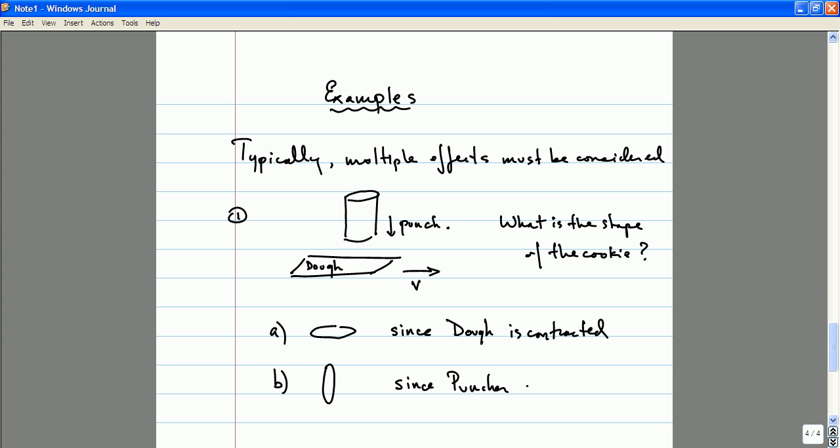let's take a little vote. Who thinks the cookie is going to be stretched in the horizontal direction, so there are two possibilities. A, where the cookies end up stretched in the direction parallel to the motion, and B, where the cookies end up stretched in the direction perpendicular to the motion. Okay, who votes for A? Good. Who votes for B? Who wants to explain why they voted the way that they did?